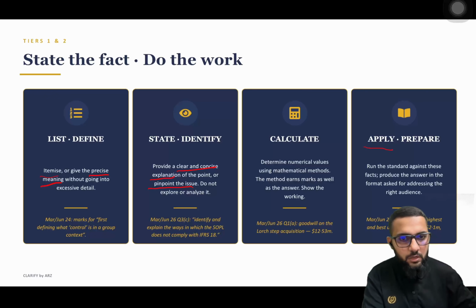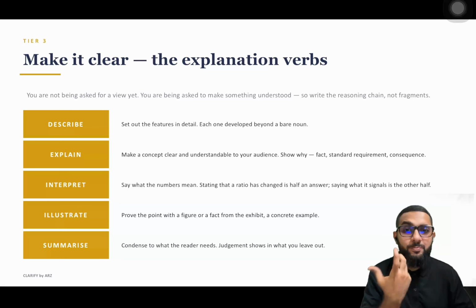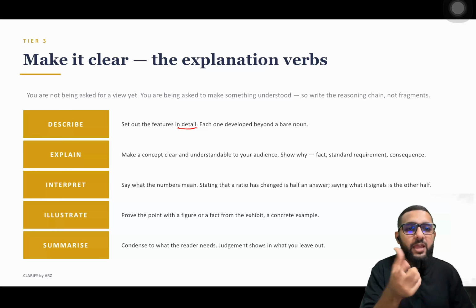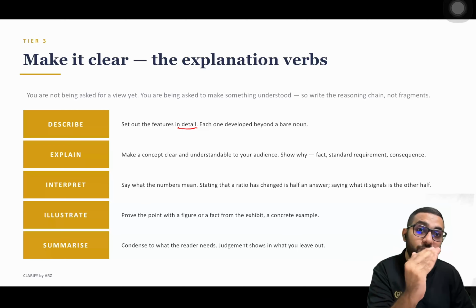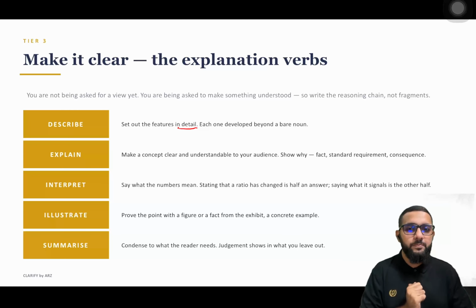Then the third step of the ladder, or tier 3, which requires you to make it clear. This is where the explanation is required. Describe, you set out the features in detail. Each one developed beyond a bare noun, meaning you have to describe it. You bring the feature and you bring detail, or you describe what that feature means as well.